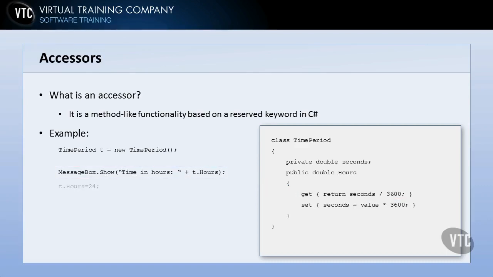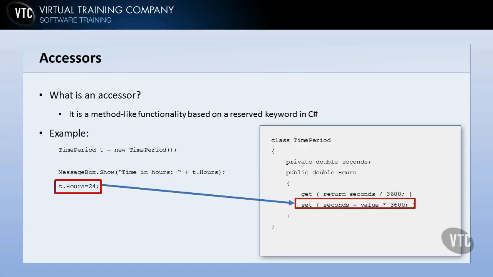Now, anytime we try to set a property, for example, we call t.hours and set it equal to 24, that is going to run the set accessor. And normally we'll write some code in the set accessor to check for certain variables or conditions to make sure that we want this particular value to be assigned to our property.